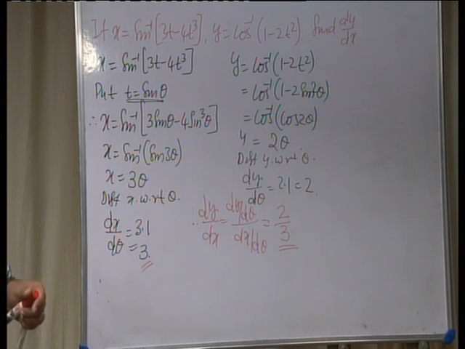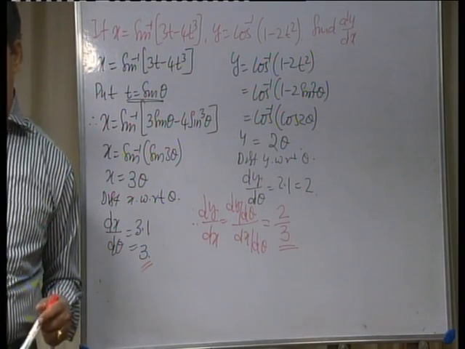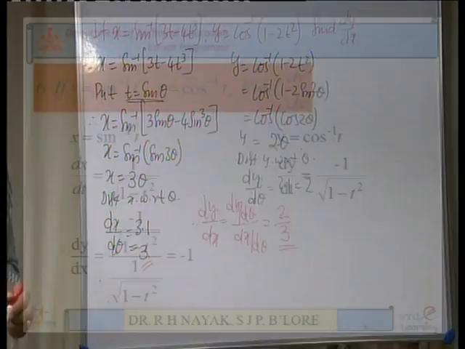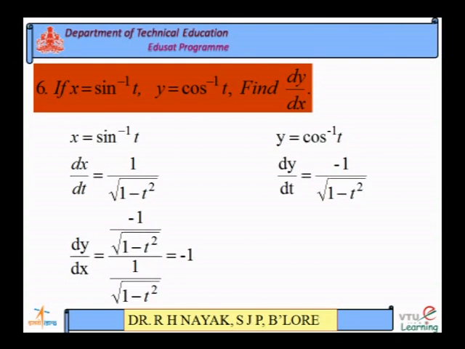You can take another simple problem. You see the slide. If x is equal to sin inverse t, y is equal to cos inverse t, we have to find dy by dx. Take x is equal to sin inverse t and y is equal to cos inverse t. Both are differentiated with respect to t. We get dx by dt. What is the differentiation of sin inverse x? It is 1 by root of 1 minus x square. So, here we take 1 by root of 1 minus t square. Then dy by dt is what? It is minus 1 by root of 1 minus t square.